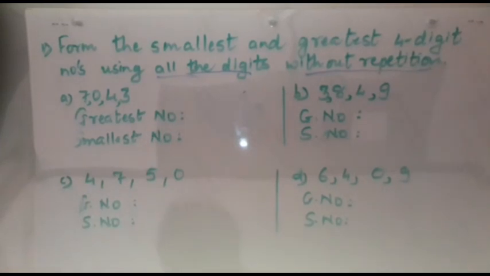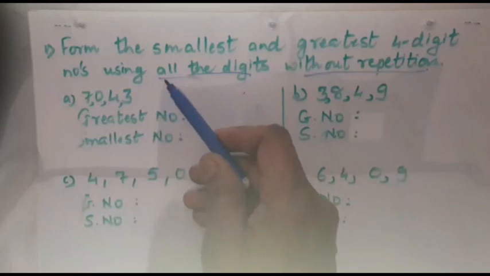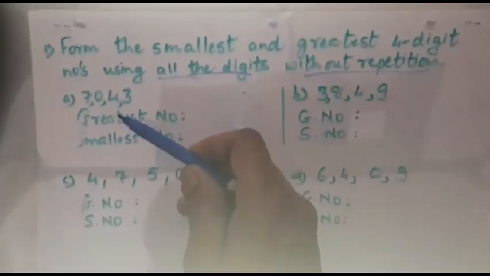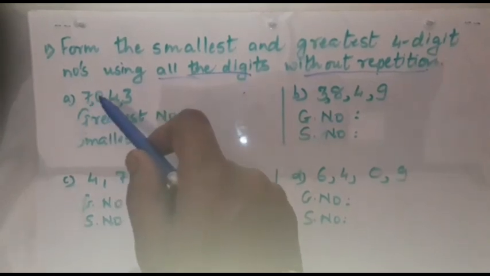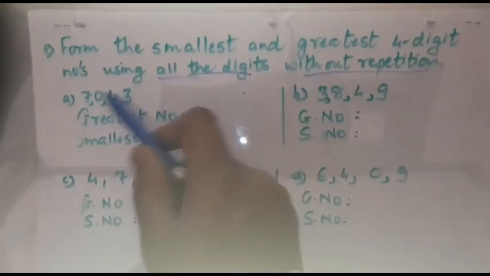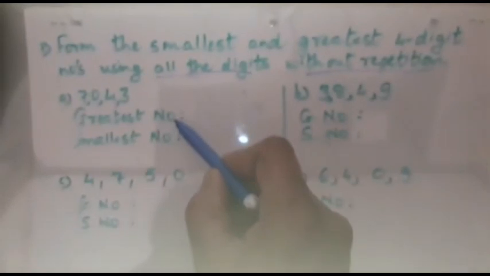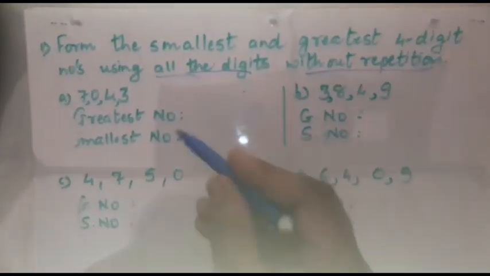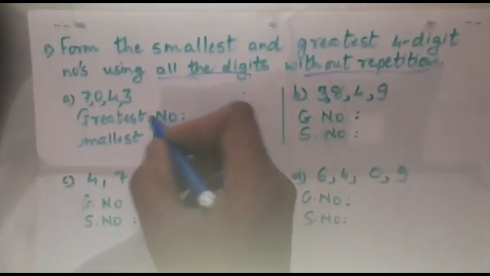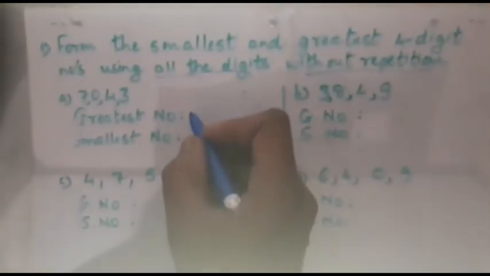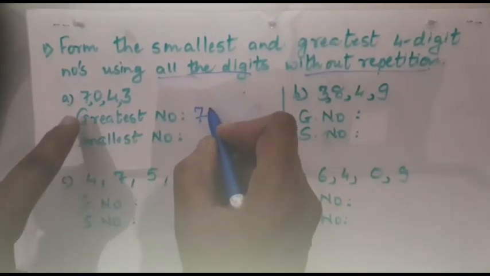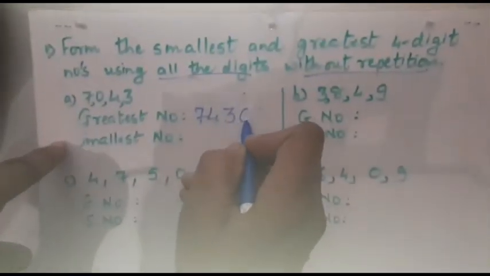See here, the first question given is: form the smallest and greatest 4-digit numbers using all the digits without repetition. The first example is 7, 0, 4 and 3. With these 4 digits you have to form the greatest 4-digit number and the smallest 4-digit number. When I have to form the greatest number, I should start with the greater digit, that is 7, 4, 3 and 0.